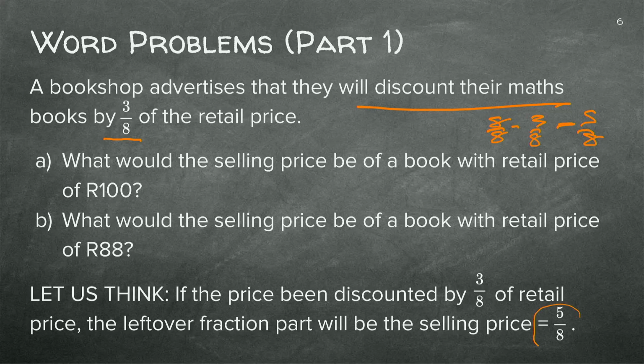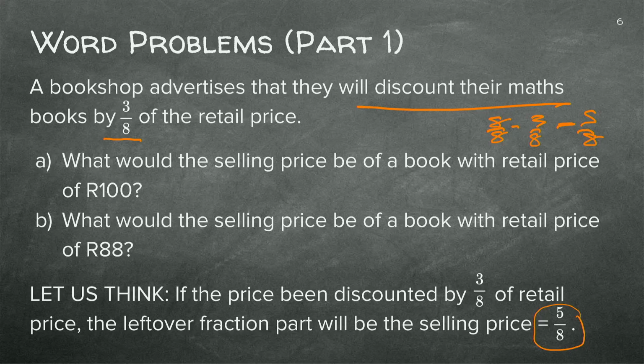Here I've got it at the bottom. Okay. So the leftover fraction will then be the selling price. So they say 5/8 of 100. They ask us what will the price of the book then be? 5/8 of 100. And the next one, what would the selling price be of a book with a retail price of 88? Yes, 5/8 of 88.